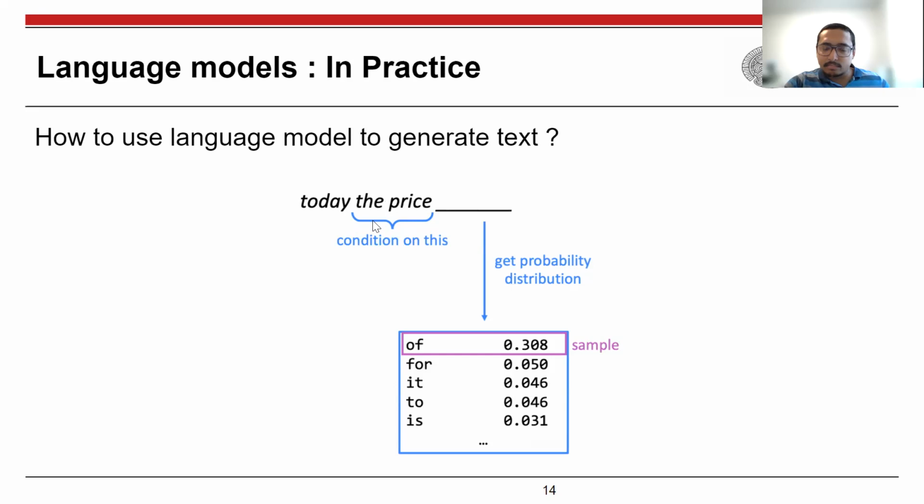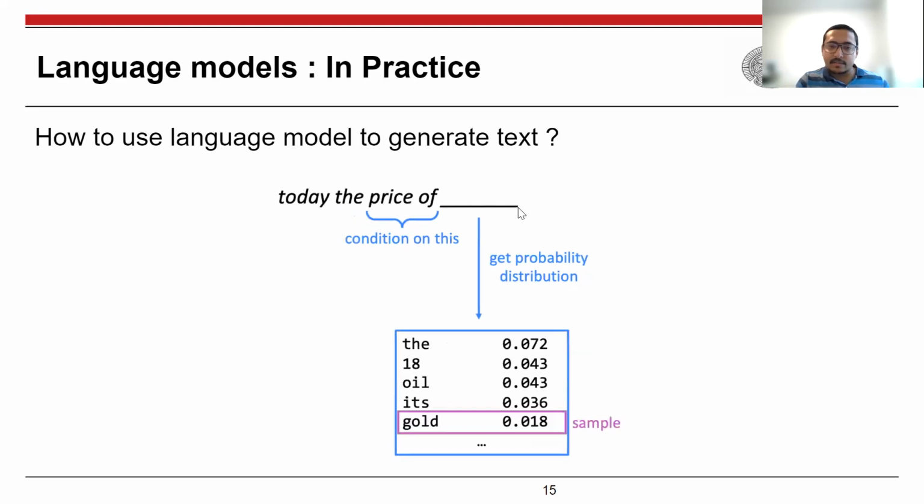If you are using a 2-gram kind of approach, then based on the previous word, you can choose the next word that can come. Like, let's say here you have sampled "of", then it will be "today the price of". So that is how language models can be used to generate series of words, and you can go on to do it.